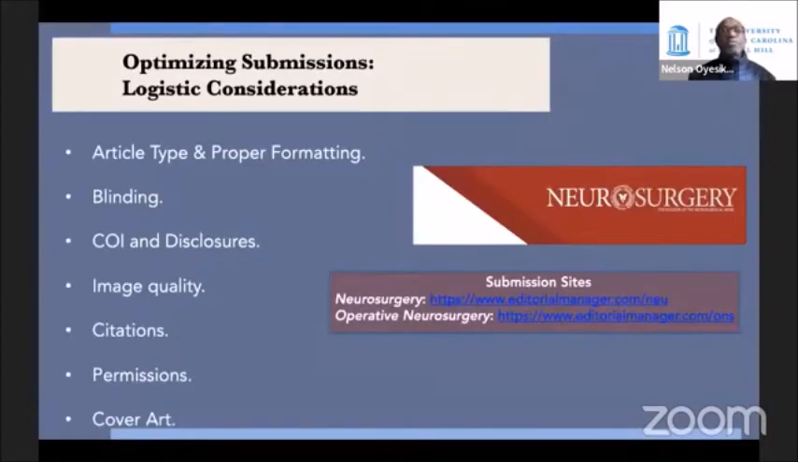To optimize your submission to a journal, make sure you pay attention to some of the logistics. They're simple things, but they may delay the process of analyzing and reviewing and ultimately publishing your paper. Check the format and make sure you've got the right article type. So if it's a clinical study, say it's a clinical study. If it's a review, say it's a review. If it's laboratory research, say it's laboratory research. That's very helpful, so it goes into the right category.